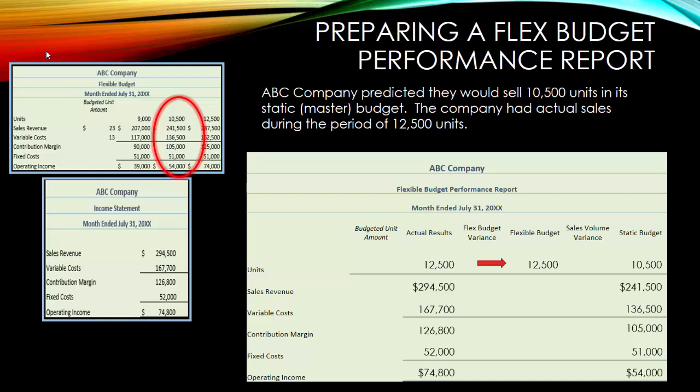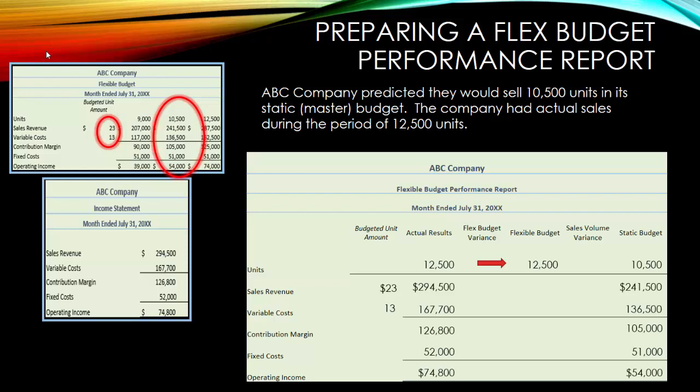Now we need to fill in our flexible budget column: what things should have cost given the fact that we actually made and sold 12,500 units. And the first thing we're going to need to make that happen is our budgeted units amount. We intended during the period to sell each unit for $23 and to spend $13 per unit manufacturing that in variable costs. So our materials, our labor, our variable overhead, etc.